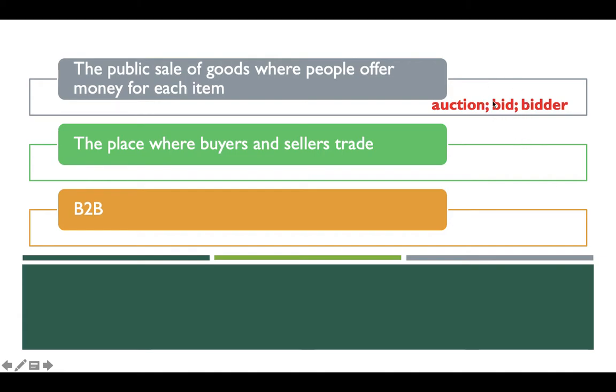And the person who offers prices in the auction is called a bidder. And the money he or she offers is called a bid. And the place where buyers and sellers trade is what we call a marketplace. And what does B2B stand for? B2B stands for business to business, meaning these 2 groups of people are doing business. They are not consumers. They sell goods to each other to help them sell to consumers.